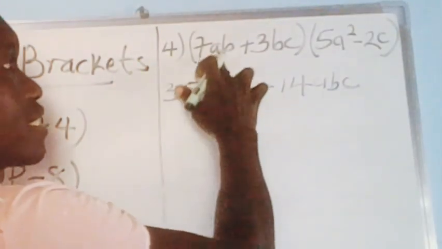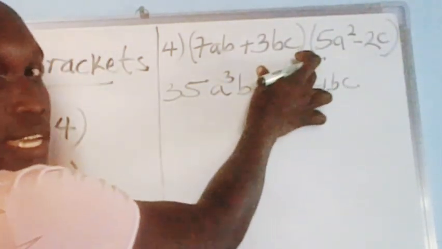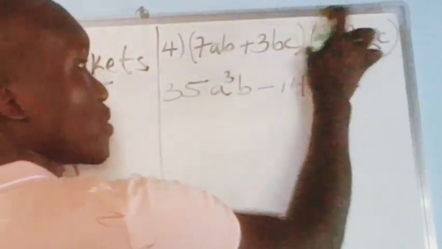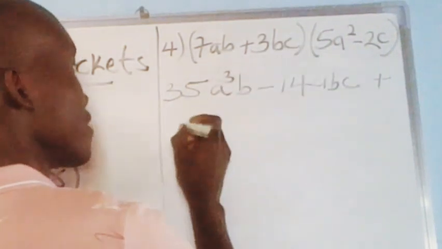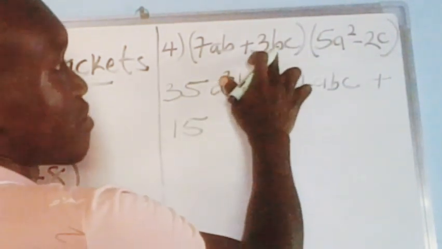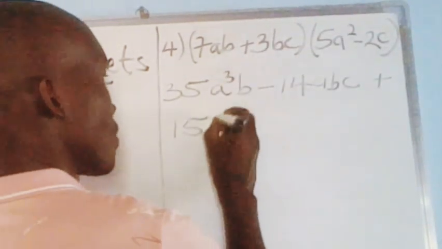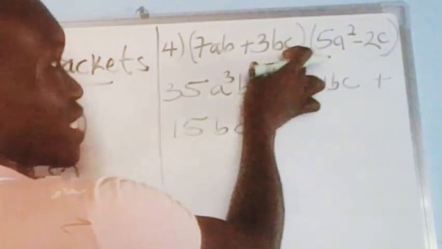Then a, b, c, and we just bring the letters along. And then we come to the second number in the second bracket. Positive times a positive will be positive. 3 times 5 will be 15. B, c, a squared. We just bring that along. We're done with this and this.